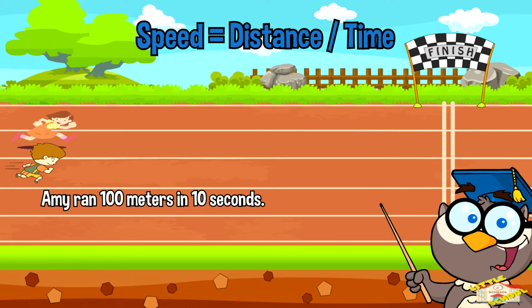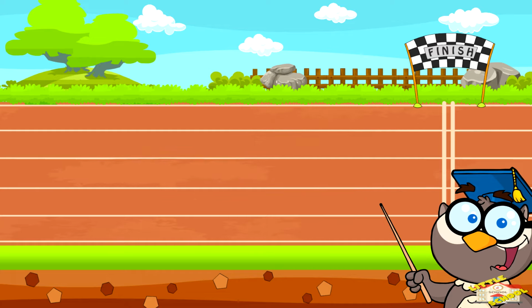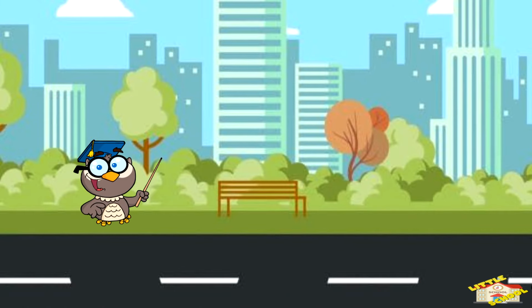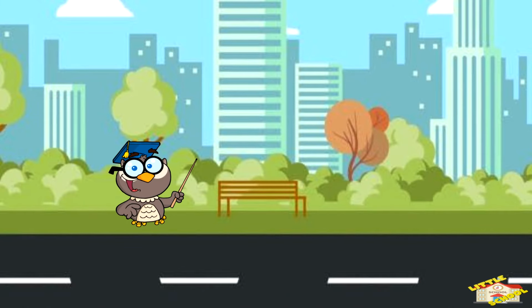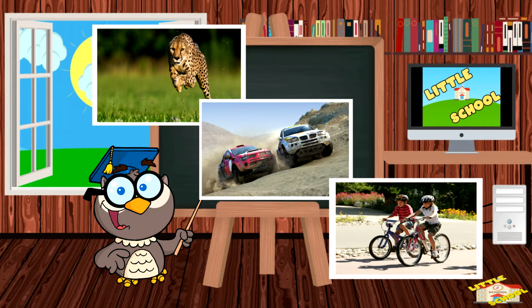Remember, speed is how fast something is moving from one place to another. It's like a race between objects to see who can cover a certain distance in the least amount of time. Also remember, the formula for speed is distance divided by time. And whether it's a cheetah running, a car racing, or even someone riding a bike, everything has its own speed.